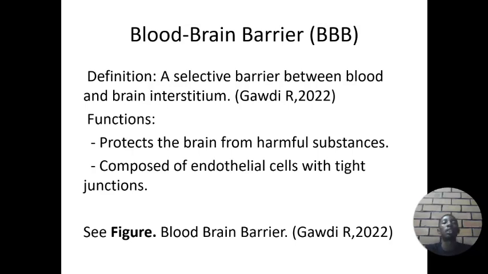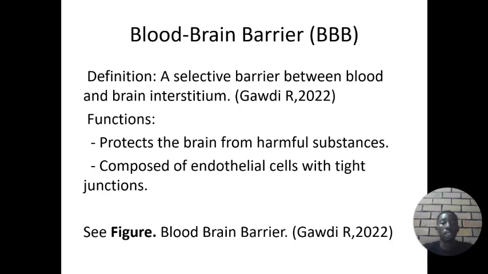Another thing is the blood-brain barrier. The role of that blood-brain barrier. The definition of it, what is it? You can ask yourself, what is the blood-brain barrier? The blood-brain barrier is a selective barrier between the blood and the brain. It is a barrier or membrane which separates the brain and the blood, and it protects us.